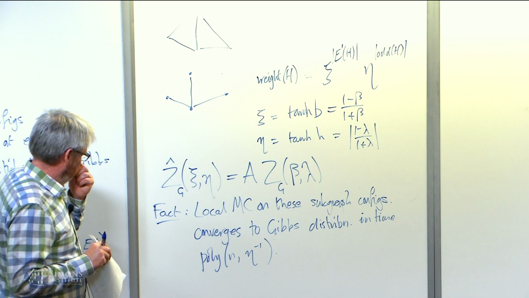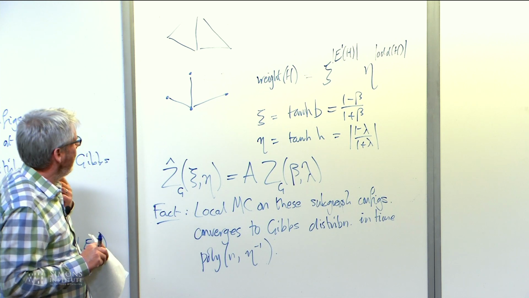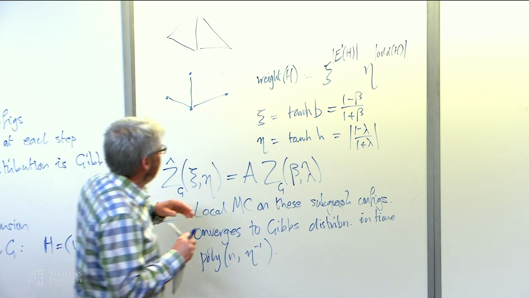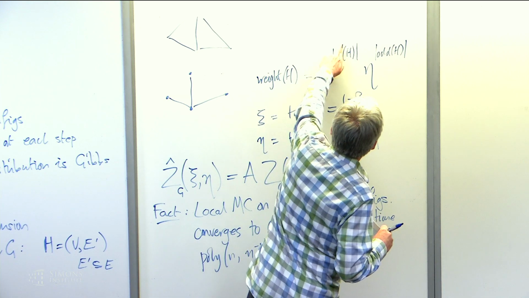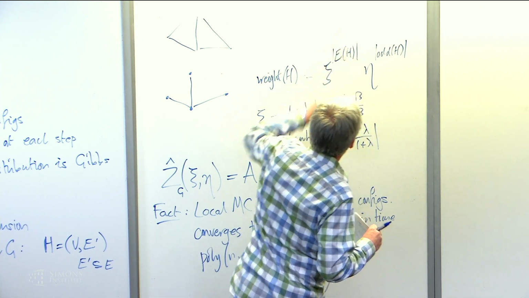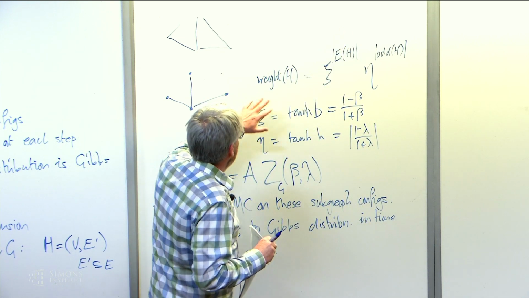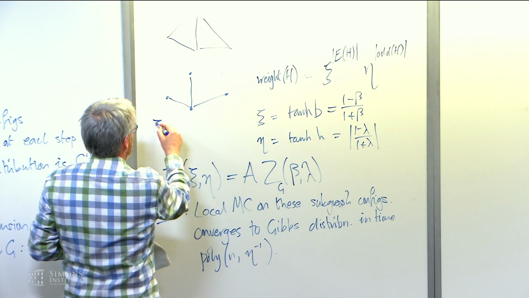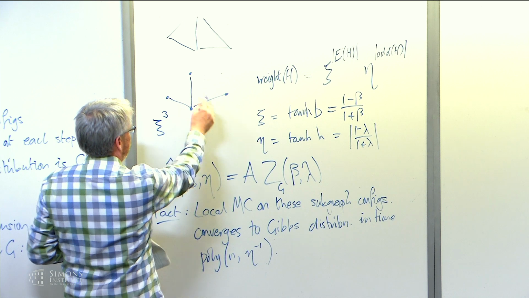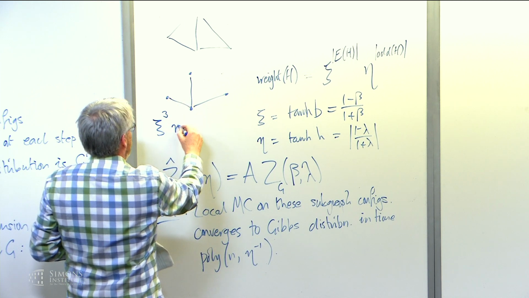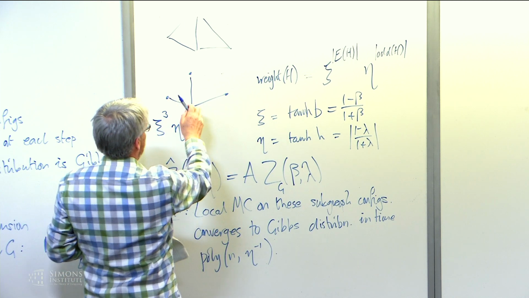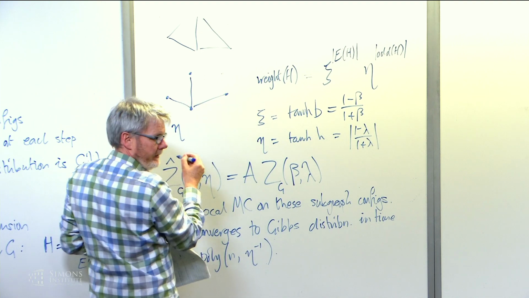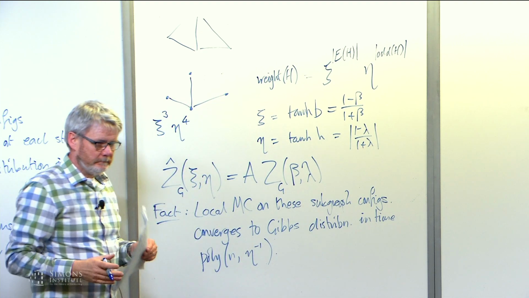Sorry, one more question. E' of H is the number of edges of H? Yeah, this is the number of edges of H. Maybe I can just take that out. So the weight of this configuration would be psi cubed, because there are 3 edges in it. And then we look at how many odd degree vertices it has. Well, actually, all of its vertices are odd, so eta to the 4.